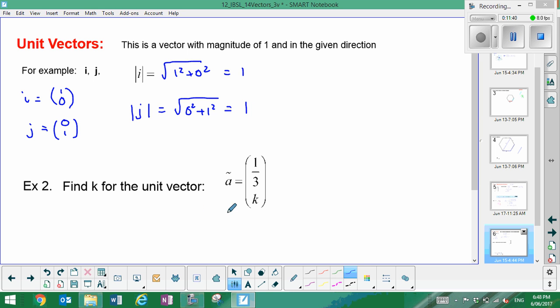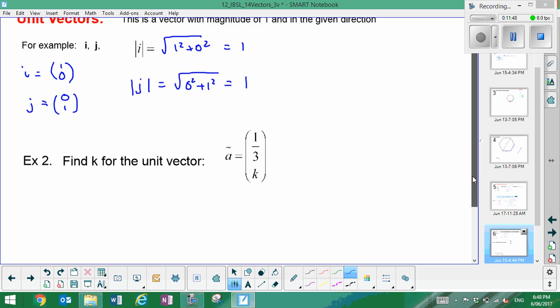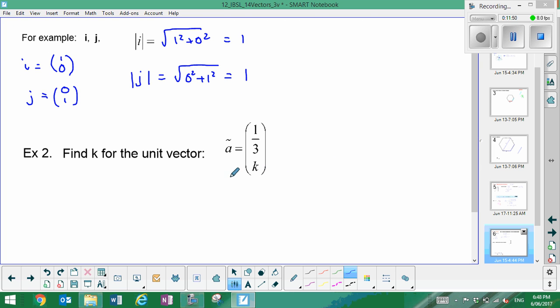What if we had a vector A and we knew it was 1/3 in the x direction, but we don't know what it is in the y direction? How do we find out what value that is, given it is a unit vector? So that means we've got some vector that is 1/3 in the x direction, and we don't know what it is in the y. That's our unknown. But we know if it's a unit vector, then that is 1 unit long.